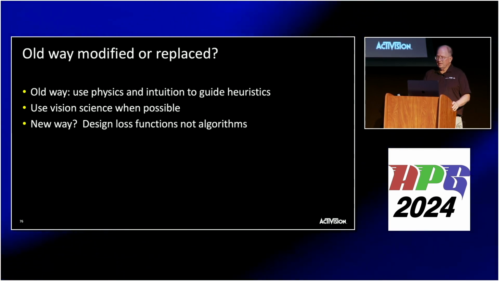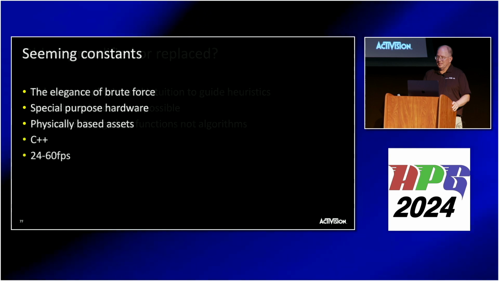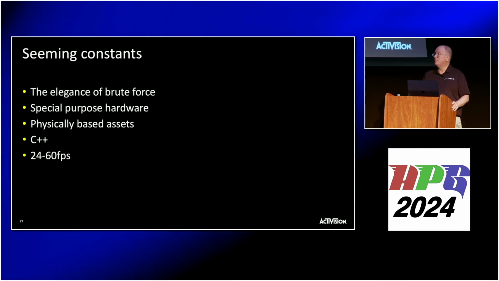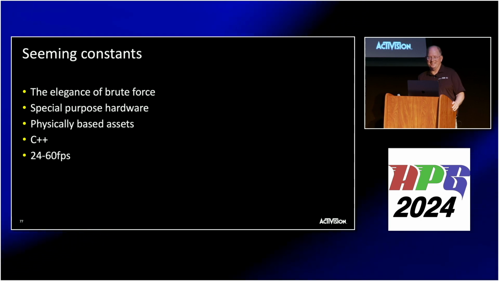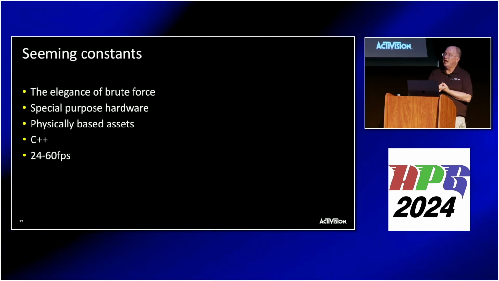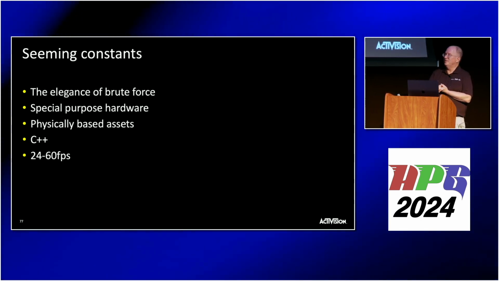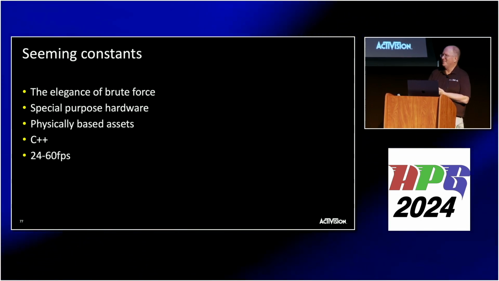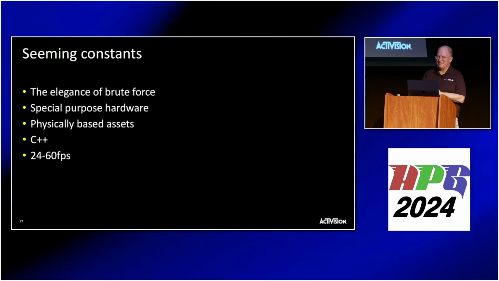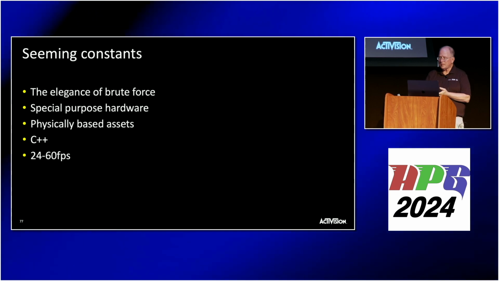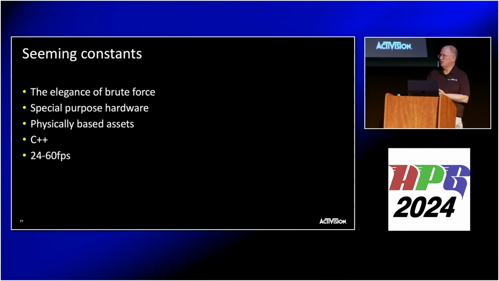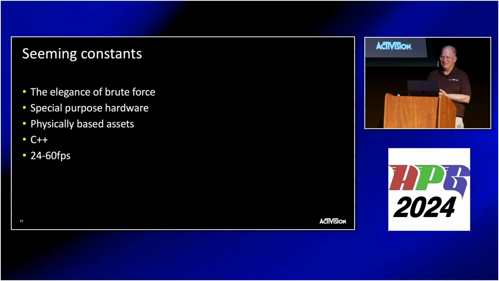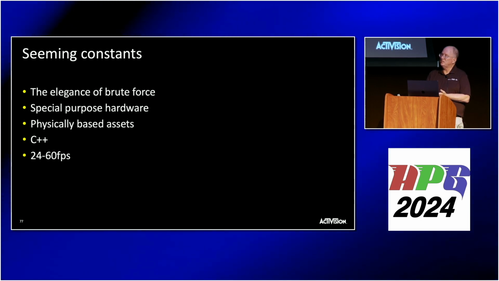So what are the seeming constants of the last 50, 60 years of graphics? Elegance of brute force wins. Brute force is good. I think this term was first come up with by Kurt Akeley. I heard it a lot back in the day, all from NVIDIA people. Special purpose hardware good. And we're drifting away from it a little bit, so it'd be interesting to hit that again. Physically based assets good.